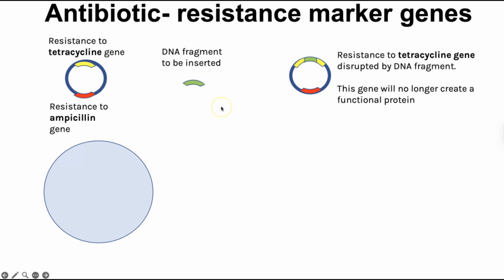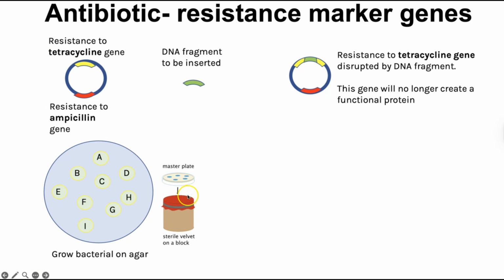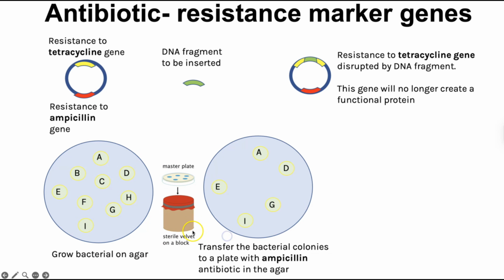So to work out which bacteria have taken up the plasmid, the recombinant plasmid, you would grow your bacteria on agar, and we can see all the colonies here that have grown, and we've labelled them. You would then use a sterile velvet block to make an imprint of this master plate and copy all of those colonies onto a second agar plate. And this time the agar plate has got agar with ampicillin antibiotic dissolved within it. And we can see that now some of the colonies have died and only some can grow.